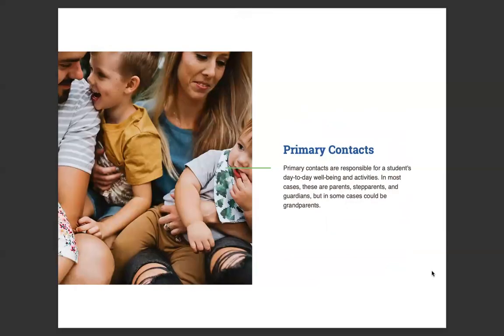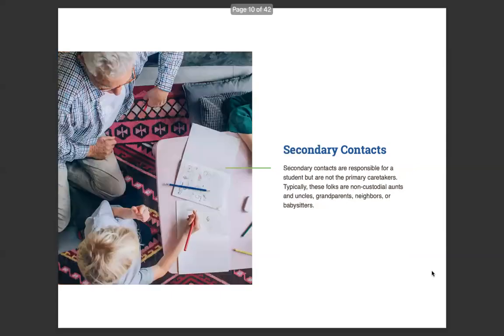The first is primary contacts. Primary contacts are responsible for a student's day-to-day well-being and activities. In most cases, these are parents, step-parents, and guardians, but in some cases could be grandparents. One thing I do see people do is they'll sometimes put the grandparents' contact information, like phone numbers, on the primary contact page. You can do that, but you also can set up the grandparents under their own contact as well.